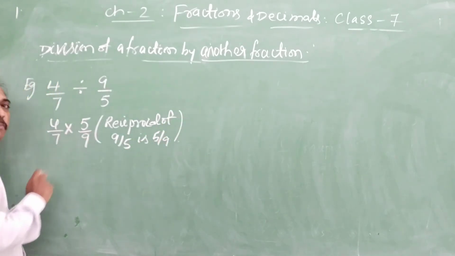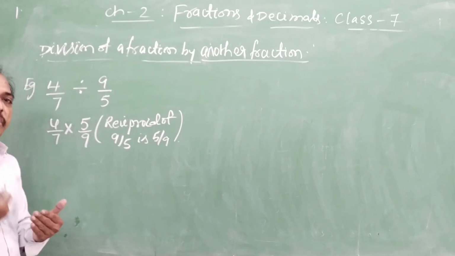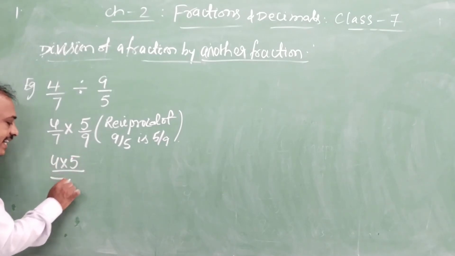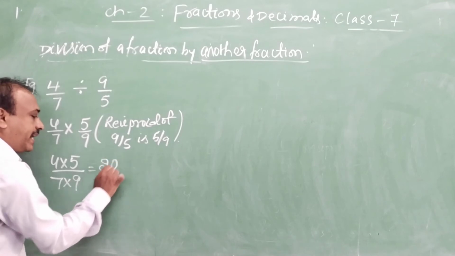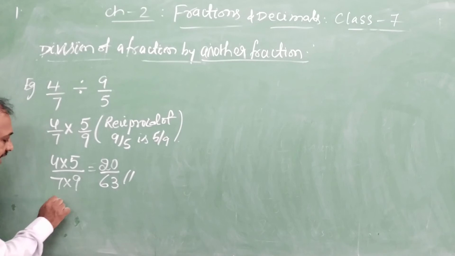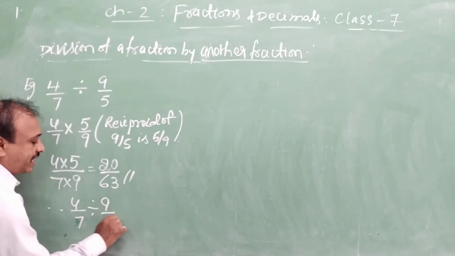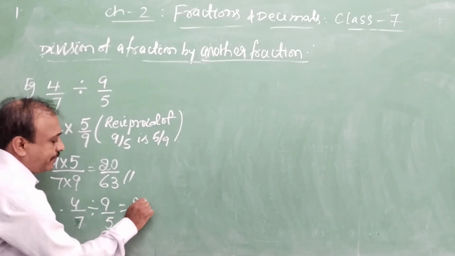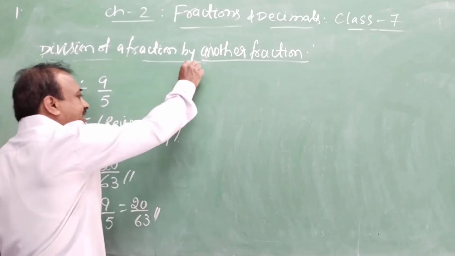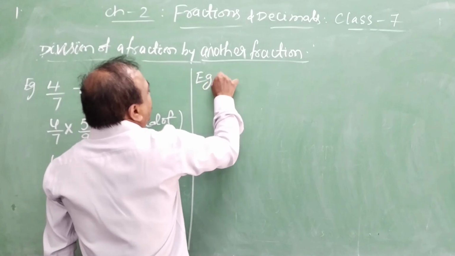Now we know how to multiply the fractions: numerators to numerators, denominators to denominators. So 4 into 5 by 7 into 9, which is 20 by 63. 4 fives are 20, 7 nines are 63. Therefore, 4 by 7 divided by 9 by 5 is equal to 20 by 63. Is it clear, students? Let us see one more example.